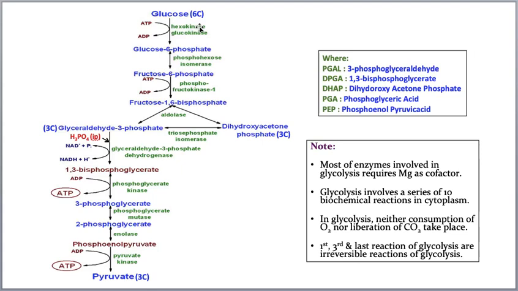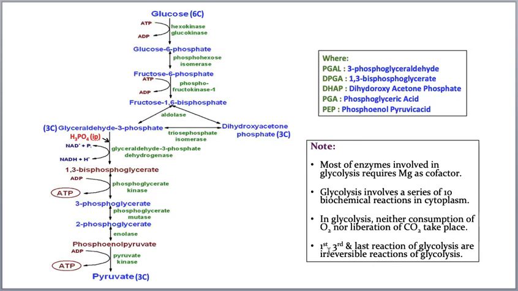So glycolysis, how many steps does it include? 10 steps. And it takes place in the cytoplasm of the cell. Now, you observed a very interesting thing: nowhere is oxygen utilized and carbon dioxide liberated. So in glycolysis there is neither consumption of oxygen nor liberation of carbon dioxide. Such a beautiful logic in this. That's why it is called an oxygen independent mechanism.